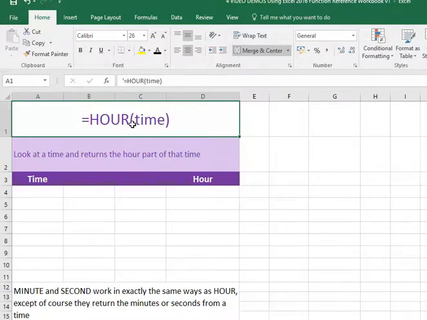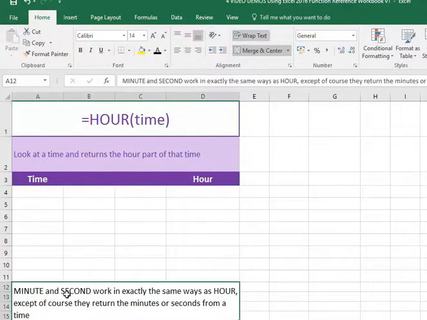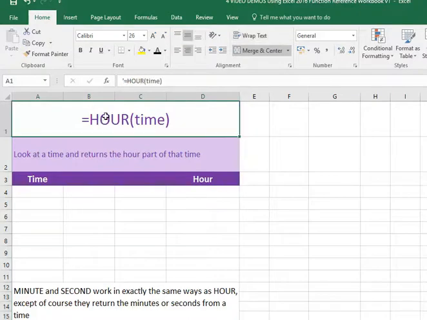What this function does is very similar to what we did with the date. It actually dissects or separates out parts of a date, and it's got some sister functions, minute and second, that work in exactly the same way. So it would look at a time, and by using minute or second or hour, we can actually break that time down into its constituent parts.